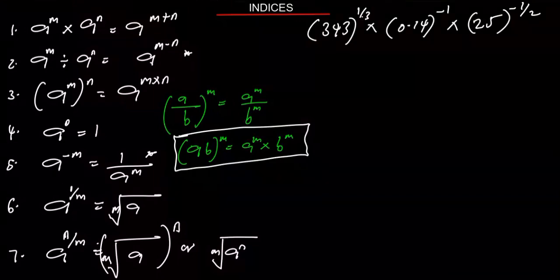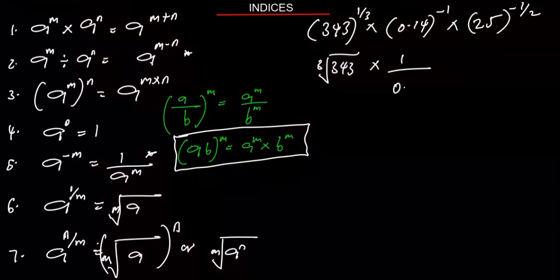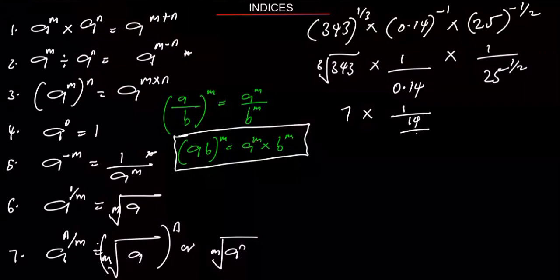Very simple. This means cube root of 343 times negative power 1 over 0.14. And what I'm having here is 1 over 25 raised to power half. Remember, negative sign will make you have 1 over. Negative sign is 1 over. So cube root of 343. What will you multiply 3 times to give you 343? That will give you 7 times 0.14 as a fraction means 14 over 100.